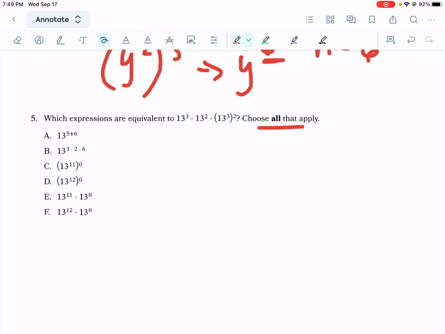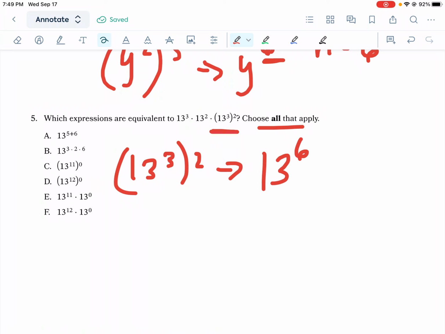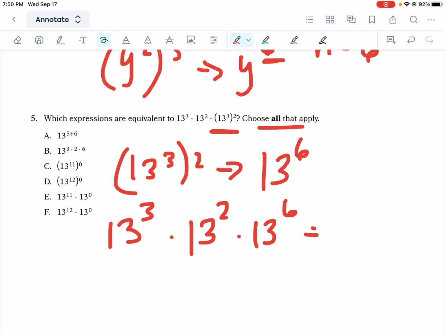First, you want to handle this 13 cubed raised to a squared power, just like how we multiplied in number 4. We're going to do it again. 13 cubed raised to a squared power. 3 times 2 is 6. That gives you 13 to the 6. So I'm just going to rewrite this equation: 13 cubed times 13 squared times 13 to the 6th power.